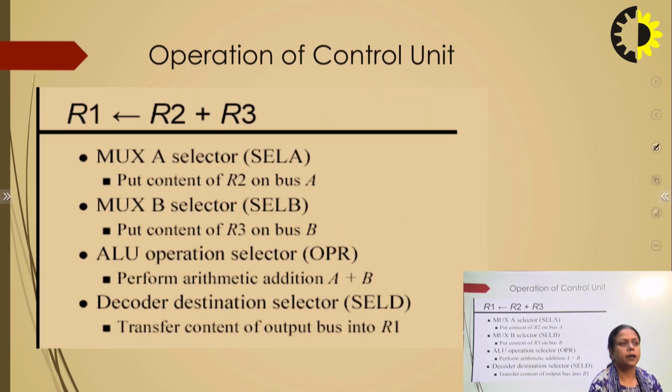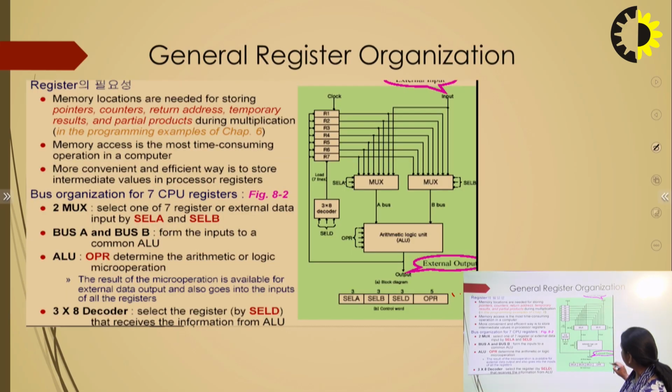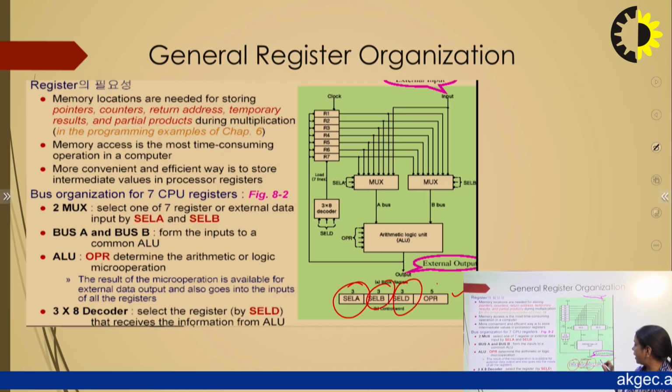You can see here, for example, we want to perform R2 plus R3, and the result of R2 plus R3 is transferred into R1. So, now we have to design the control word. This is the format of the control word, where we have selection line A, selection line B, selection line D and operation. So, we need to arrange these values in this form.